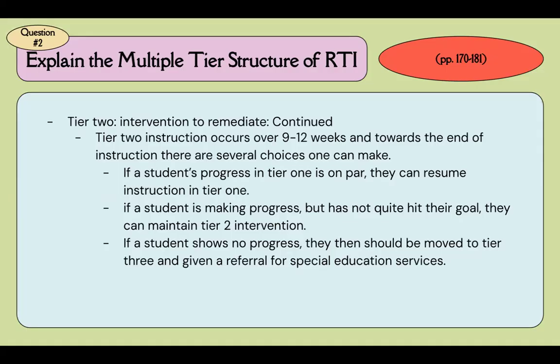If a student's progress in tier two is on par, they can resume instruction in tier one. If a student is making progress but has not hit their goal, they can maintain tier two intervention and possibly revisit the idea of tier one instruction after this tier two intervention continues for a little while longer. And if the student shows no progress, then they should move to tier three, where they will be given a referral for special education services.